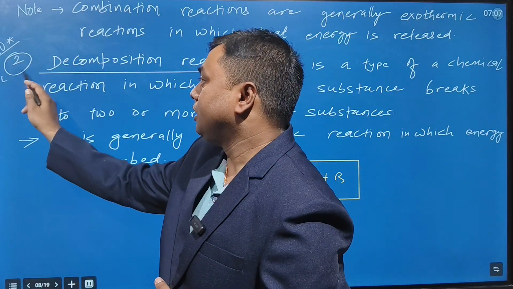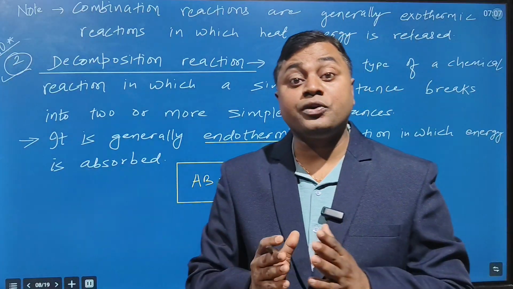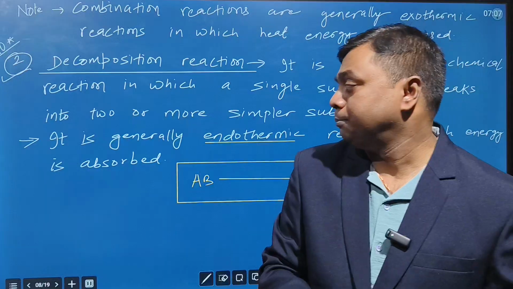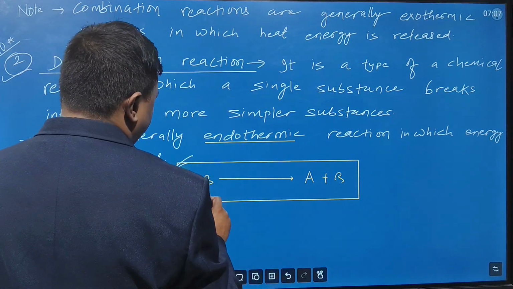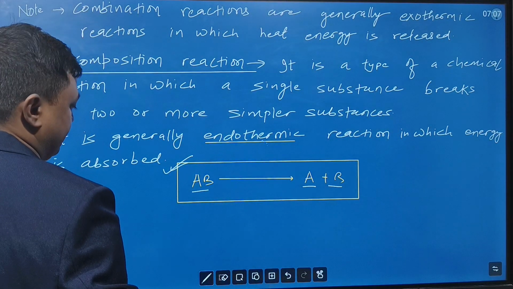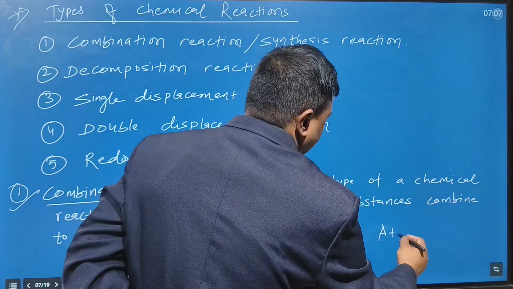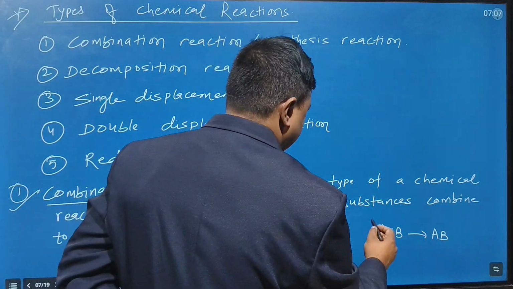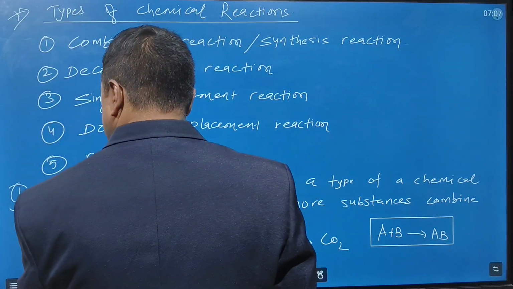Next type is decomposition reaction. What do you mean by decomposition reaction? It is a type of chemical reaction in which a single substance breaks into two or more simpler substances. We can represent decomposition reactions like this: AB gives rise to A plus B. And combination we can represent as A plus B gives rise to AB. This is the representation of combination reaction. The two reactants are there and a single product is there.